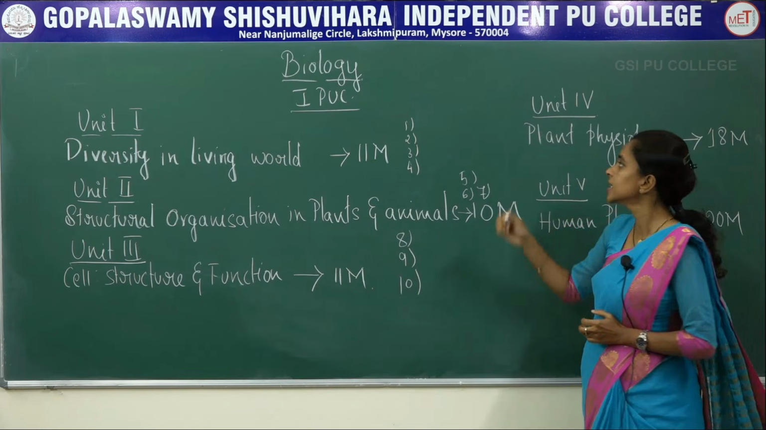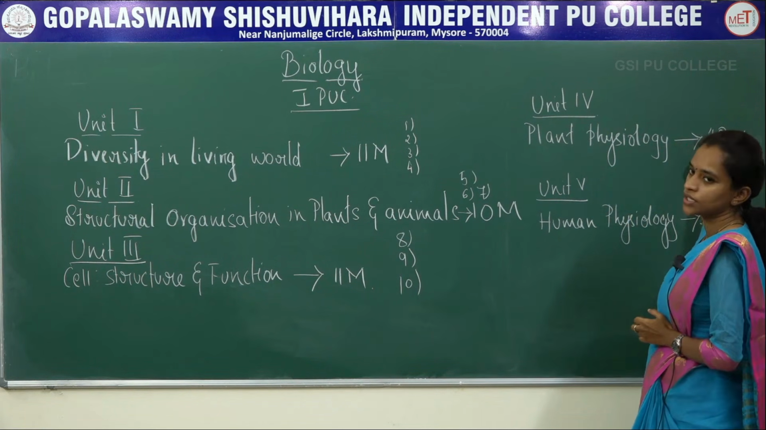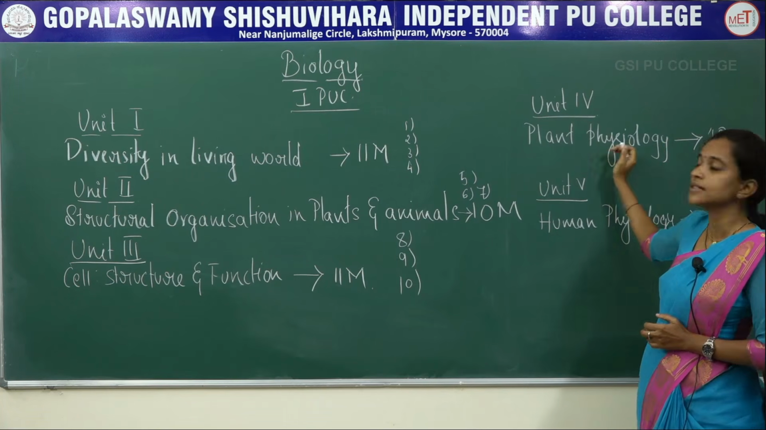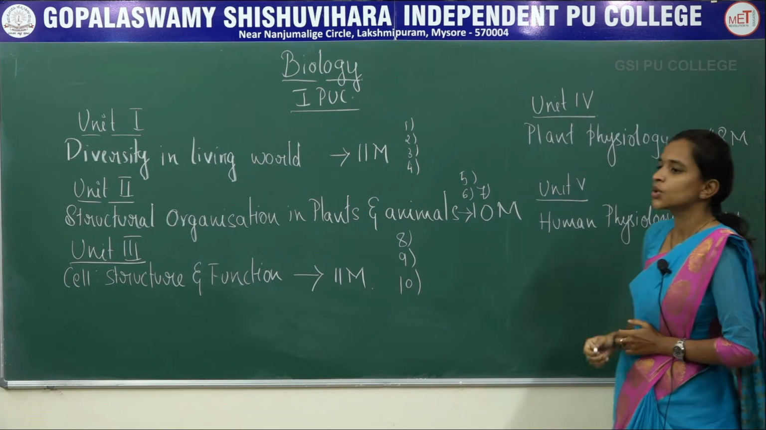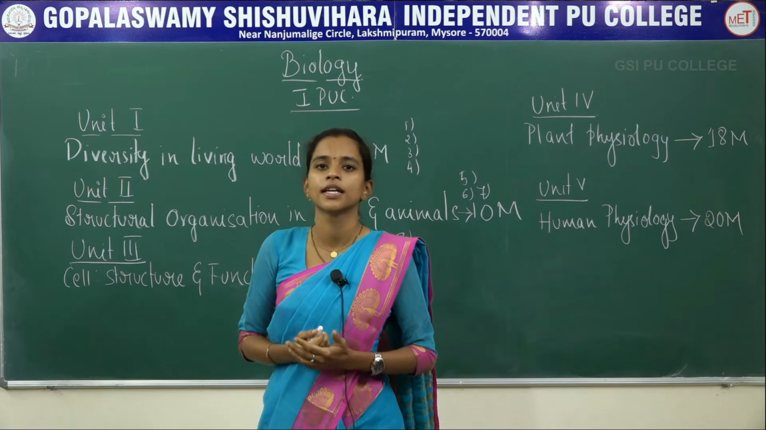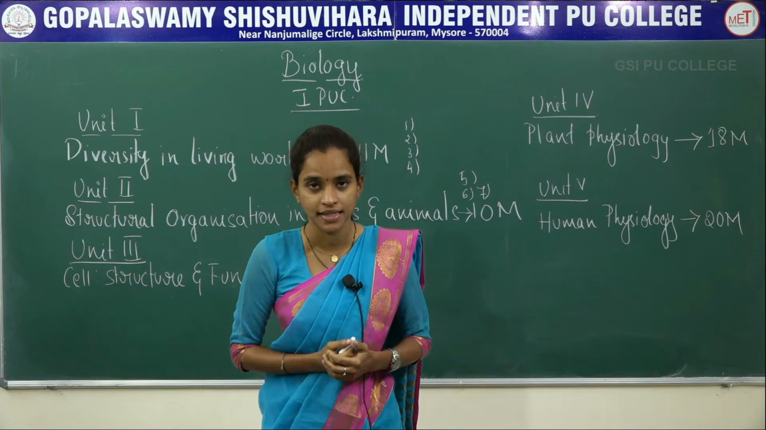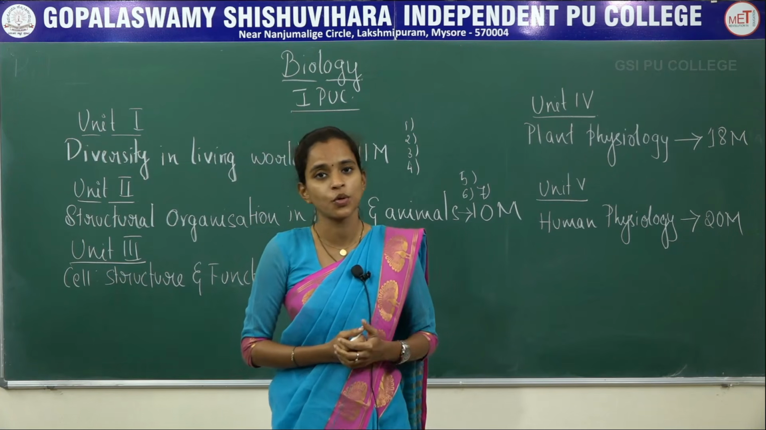Next one is unit 4. It involves plant physiology. The weightage of this unit is 18 marks. So the first chapter involved in this particular unit will be transport in plants.